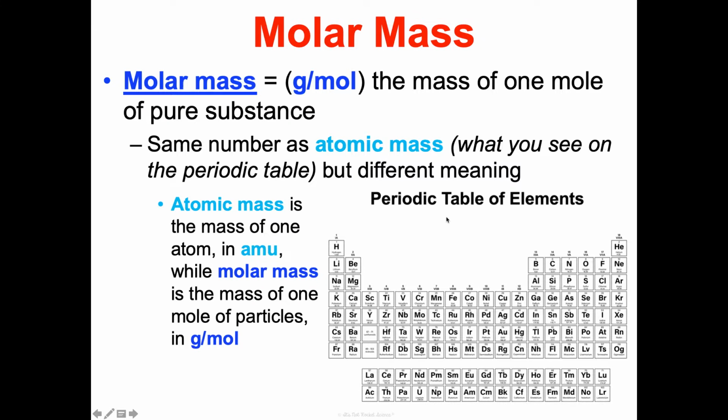Now, how is it different from atomic mass? Atomic mass is measuring the mass of one atom in AMUs, while molar mass is the mass of 1 mole of particles in grams per mole. So it's just using different units here.